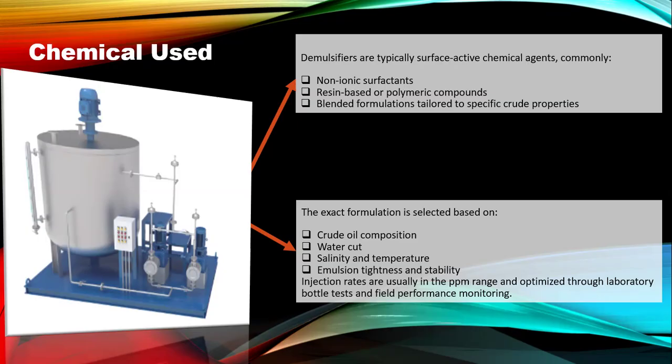Now, the injection rates are usually in ppm and optimized through laboratory bottle tests and then field performance monitoring. So first of all, from the lab, we carry out tests to understand the rates at which you can blend these two products, both the crude and the demulsifier, to know which one will give you the best solution.